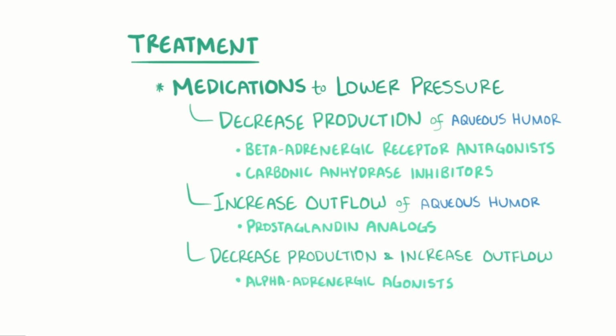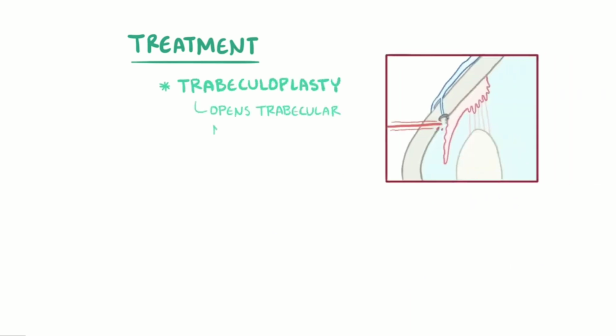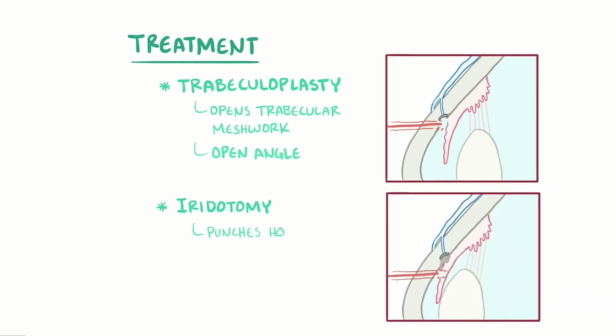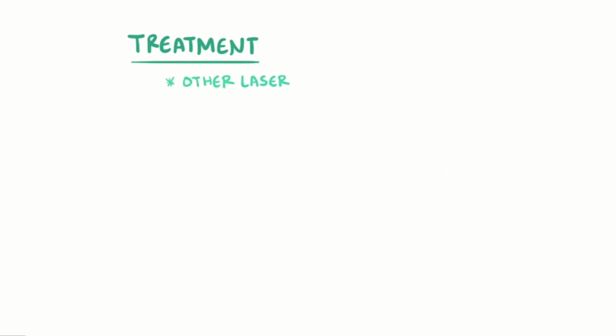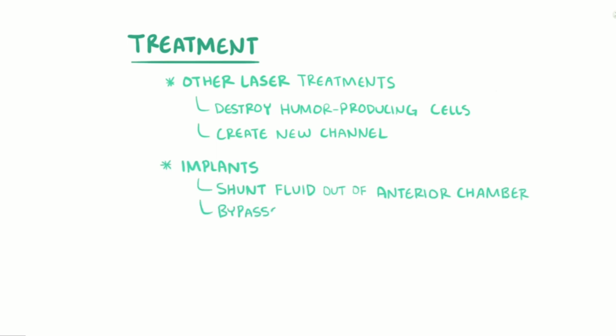In addition to medications, there are also laser treatments available. For example, trabeculoplasty is a treatment where a laser is used to open the trabecular mesh network, and this helps treat open-angle glaucoma. And there's also iridotomy, which uses a laser to punch a tiny hole in the iris, which helps to treat closed-angle glaucoma. And there are also other laser treatments. For example, ones that destroy the humor-producing cells, which reduces the production of the fluid. And in serious cases, sometimes they can be used to create a new channel through which the aqueous humor can be drained out.